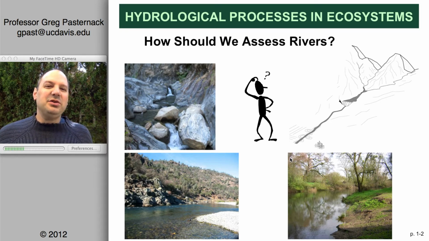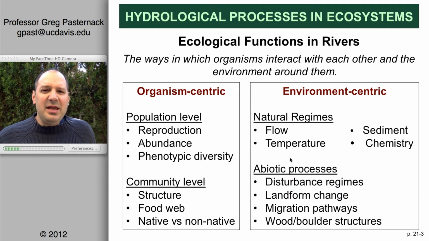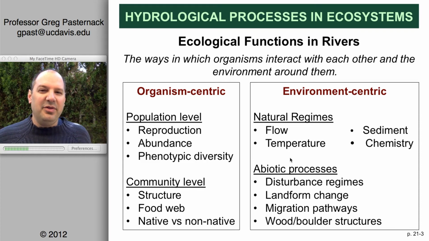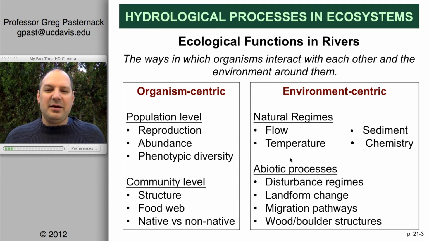So when you ask the question of, how are we going to assess rivers, whether that's from a scientific perspective or a management perspective, it's really challenging to come up with one approach that's going to address all of these different settings. So let's begin by taking an ecological perspective. We can consider the concept of ecological functions. So functions are the ways in which organisms interact with each other and the environment around them. And we can do this from either an organism-centric perspective or from an environment-centric perspective.